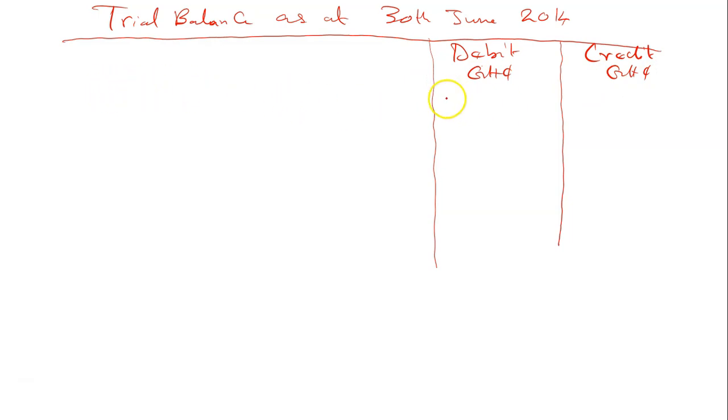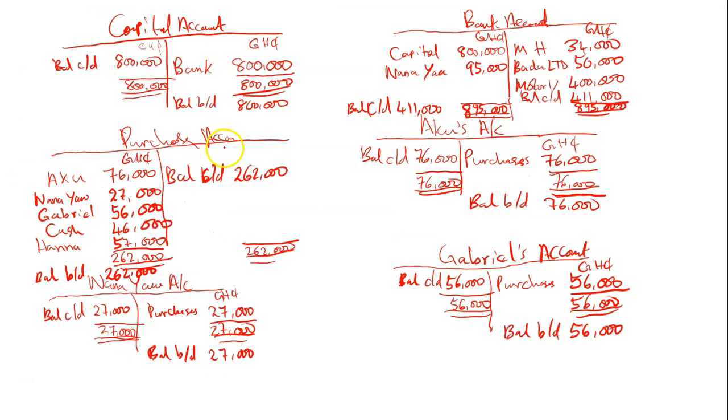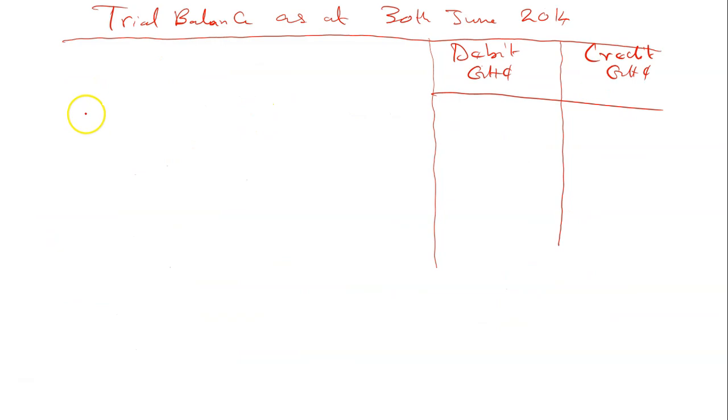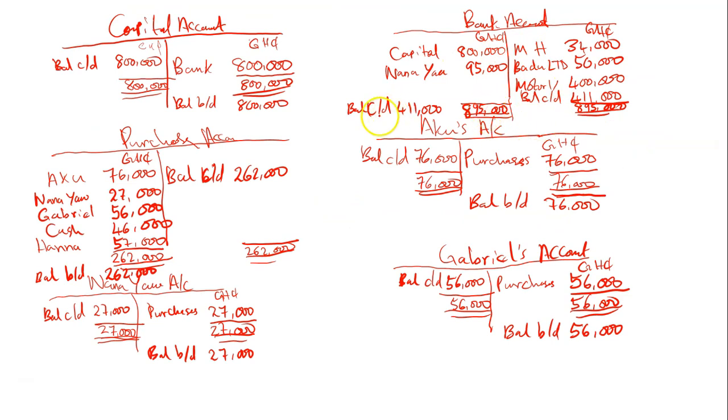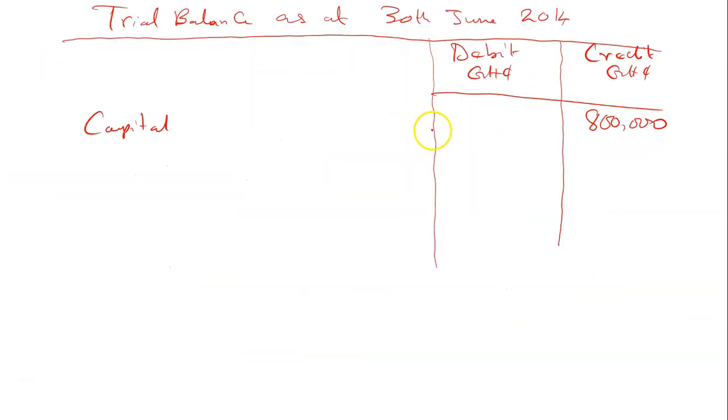So taking the first, when we go to the accounts that we balanced off, capital is the first one, right? So it has a credit balance of 800,000. So we come and record it there. Capital, 800,000 Ghana cedis. Then we go to the next one, bank. So we have balance brought down for bank as 411,000, okay, at the debit side. So we go and record bank, 411,000.